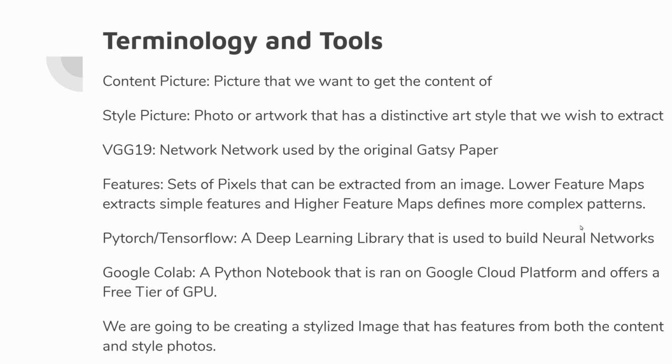So some of the tools and libraries we're going to be using are PyTorch and TensorFlow for actually building and modifying our VGG19 network. We're going to be using Google Colab. I talked about this before in my last presentation, but Google Colab is an amazing platform that basically you can run a Python notebook on Google's cloud platform. And the really nice thing is, not only can you share this and work on this with anyone that has a Google account, but it also offers a free tier GPU that you can use.